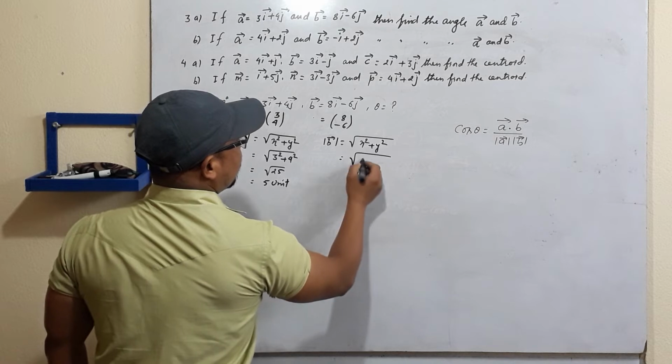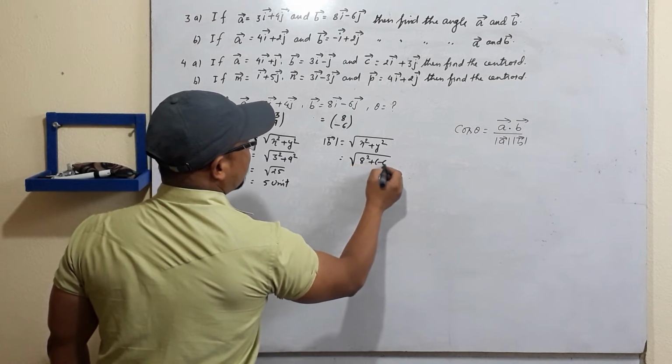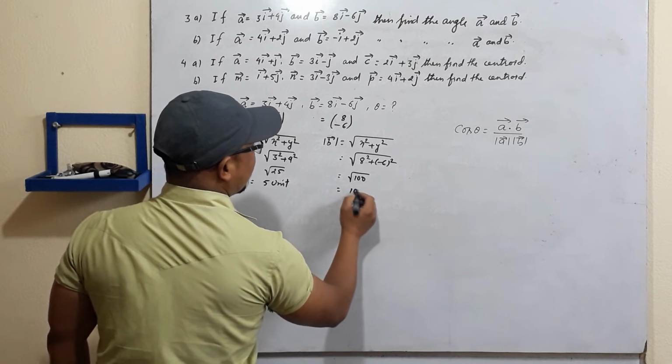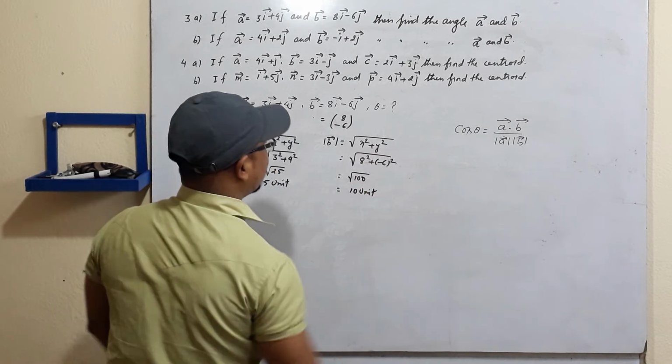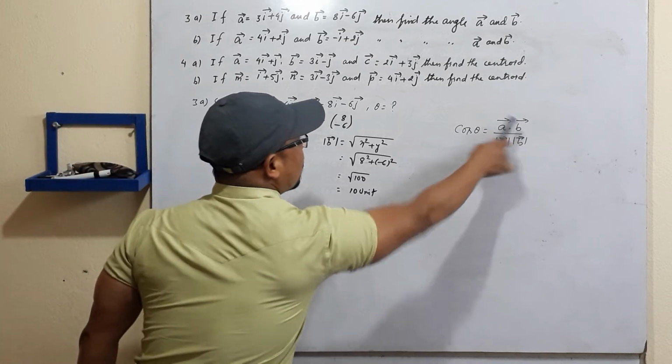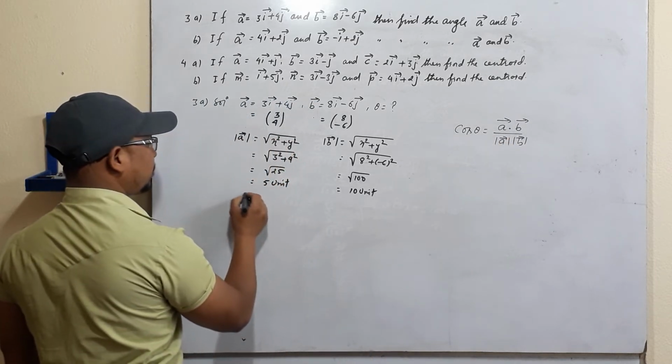This is root under 8 square plus minus 6 square. This is root under 100, and this is 10 units. Okay, now we have magnitude of a, magnitude of b. Now what we need is a dot b. Now let's find a dot b.